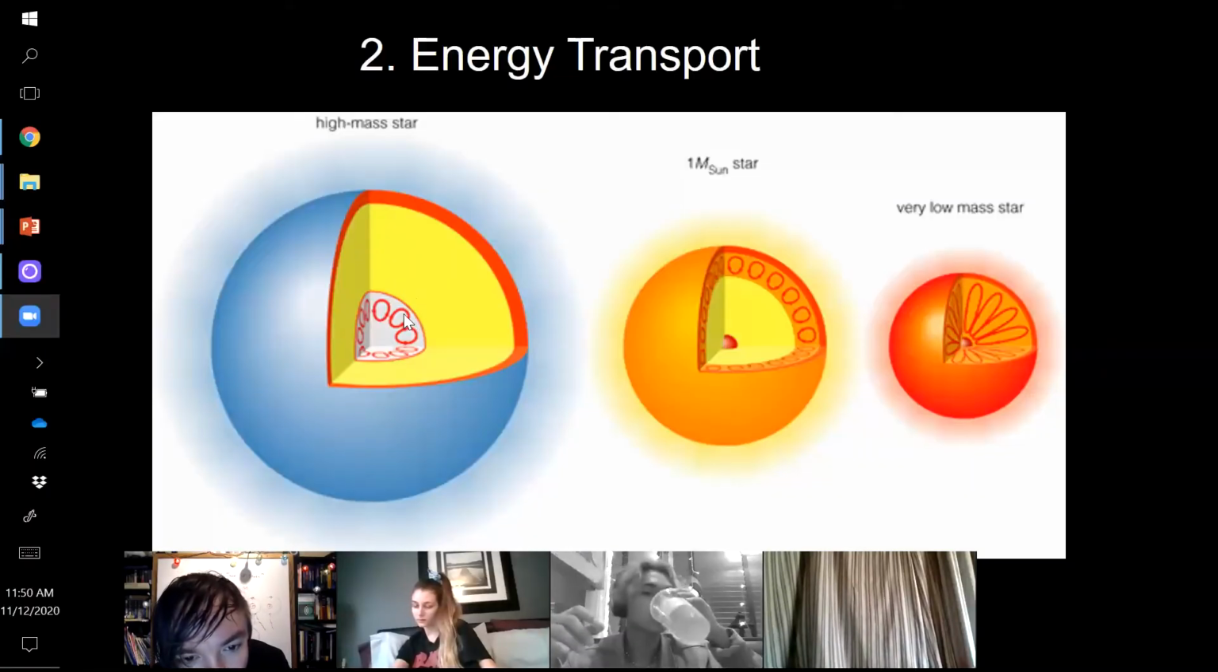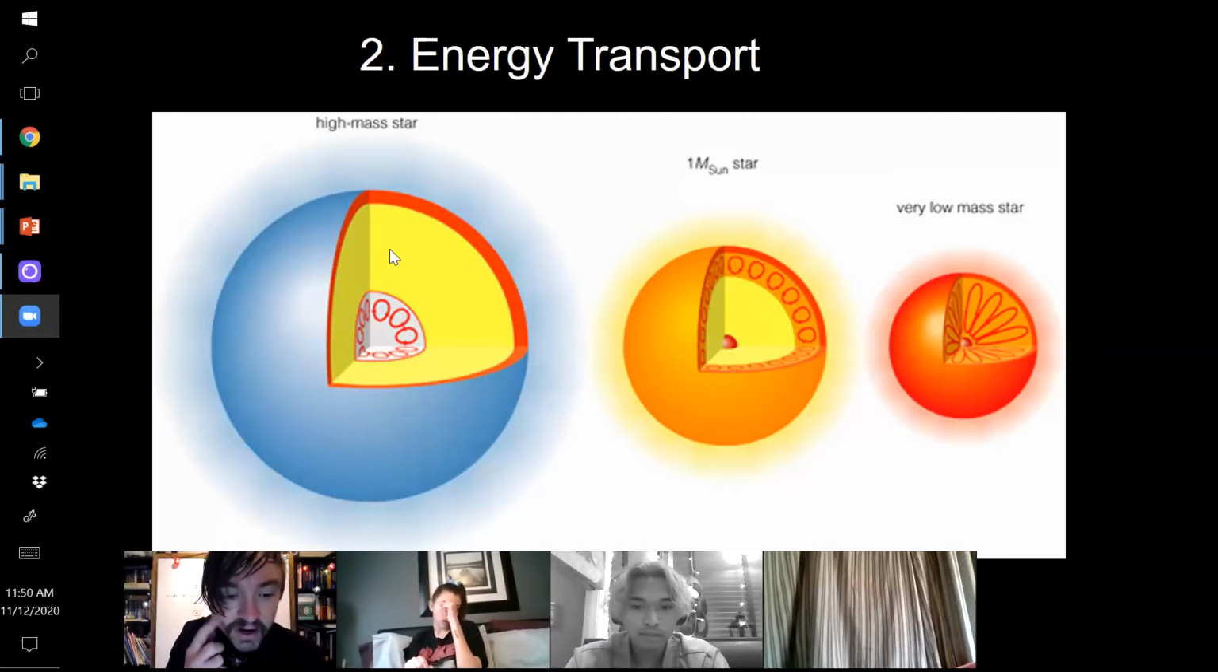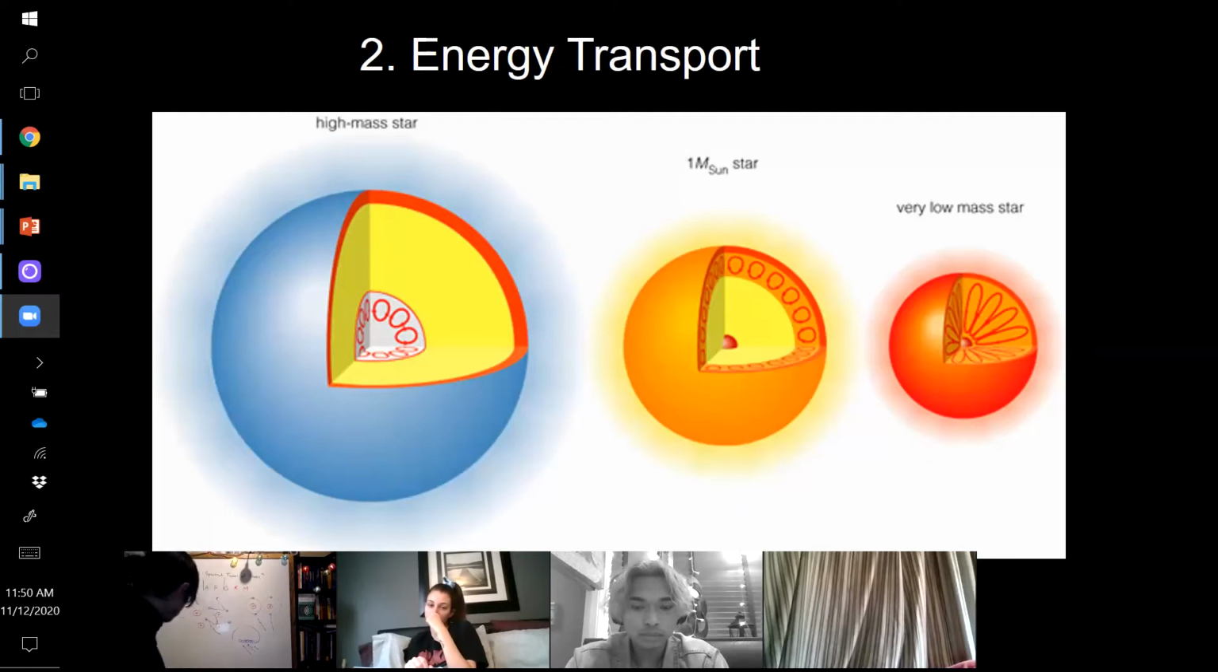If you went a little bit over 100 solar masses, this turbulent layer would go all the way out to the edge, and then bam, you'd have Eta Carinae right there. You'd have this just disrupted star because it shined itself apart. That's when the star achieves its so-called Eddington luminosity. Okay.